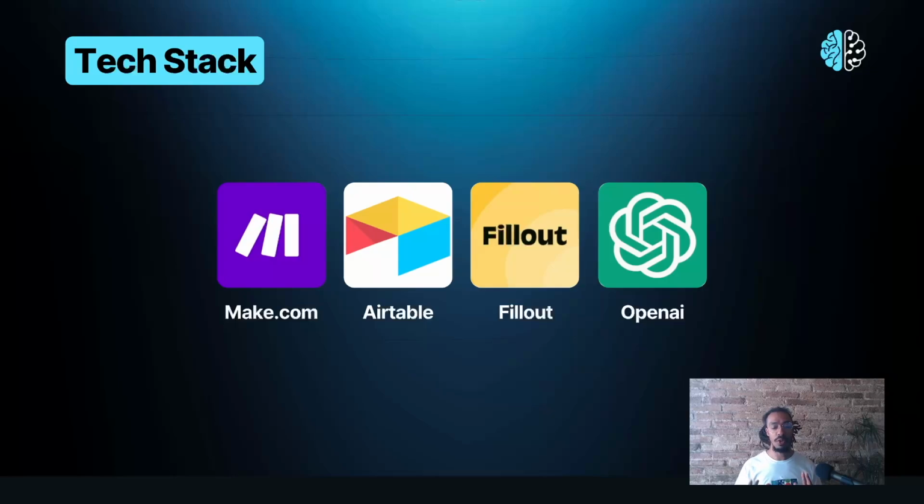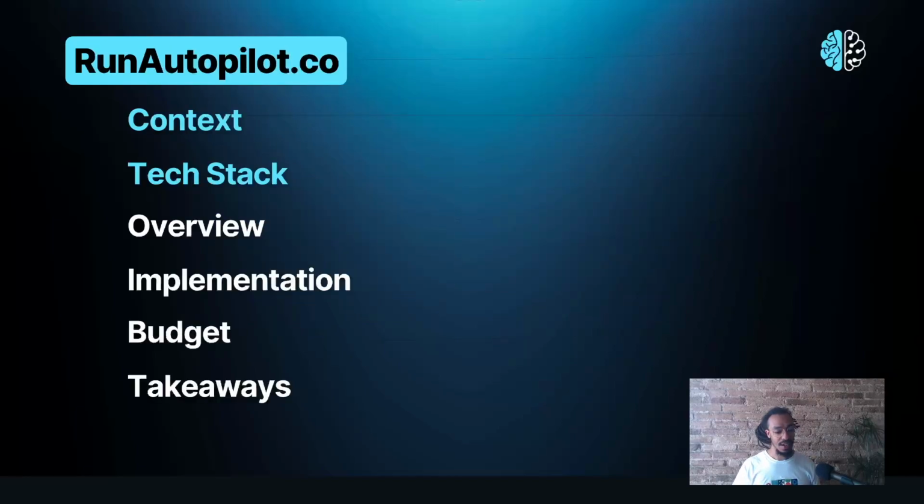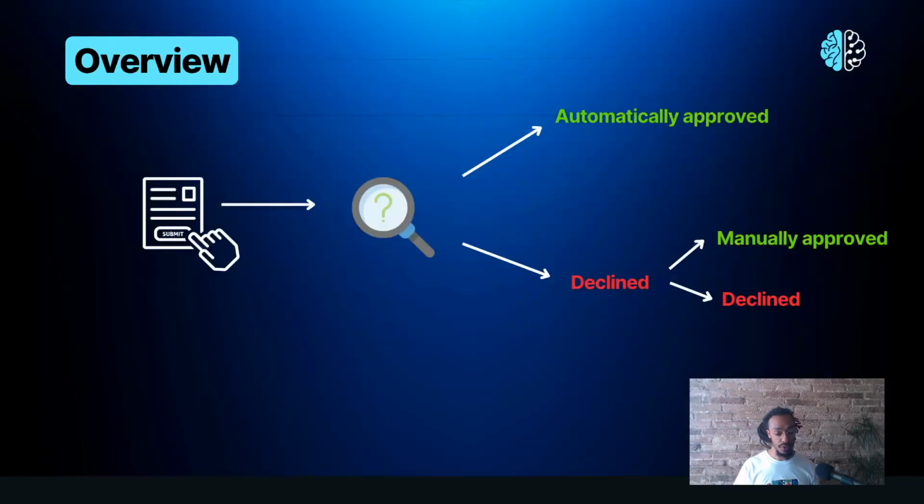So first of all, why do we need to build this kind of system? So we need, first of all, make.com, Airtable, Fillout form, and OpenAI. So this is what we are going to use in order to make it happen. Then we will have an overview.